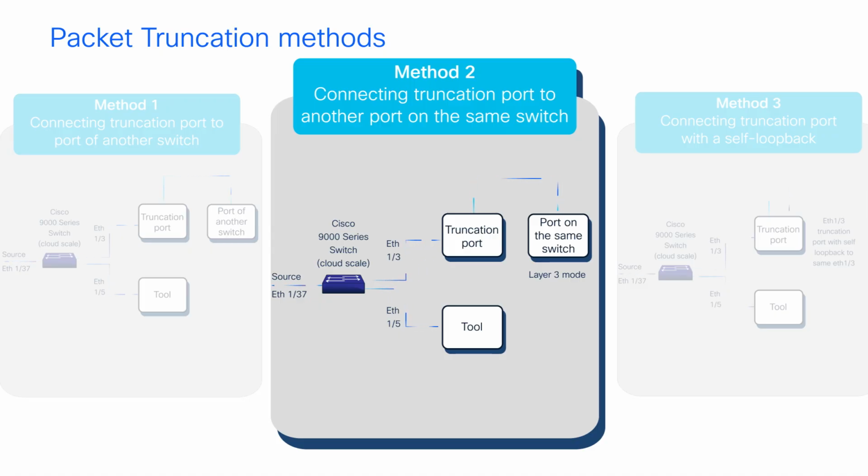Again, Ethernet 1/37 is a source port, Ethernet 1/5 is a tool port, and Ethernet 1/3 is the truncation port. The way we make Ethernet 1/3 up in this method is to connect it to another port on the same NDB switch. In this case, we can probably choose 4, or we can choose 7, 8, 9, whatever port it can be. And make sure that the other port we choose to make Ethernet 1/3 up is configured as a layer 3 port. Now let's come to method 3.